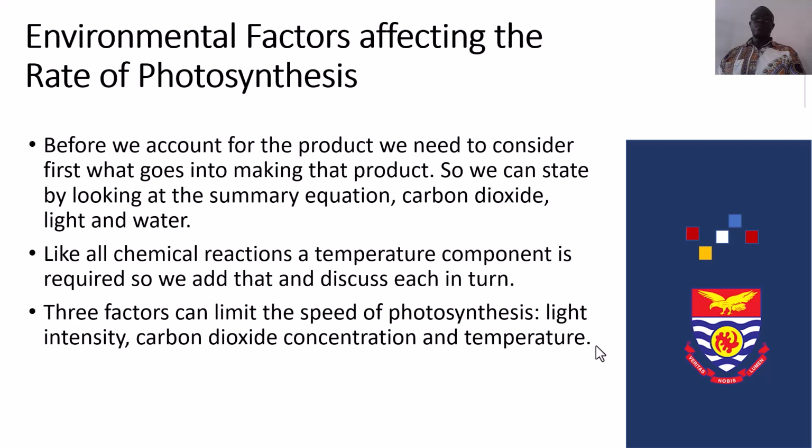Before we account for the product, we need to consider first what goes into making that product. So we can state, by looking at the summary equation: carbon dioxide, light, and water. Like all chemical reactions, a temperature component is required. So we add that and discuss each in turn. Three factors can limit the speed of photosynthesis: light intensity, carbon dioxide concentration, and temperature.